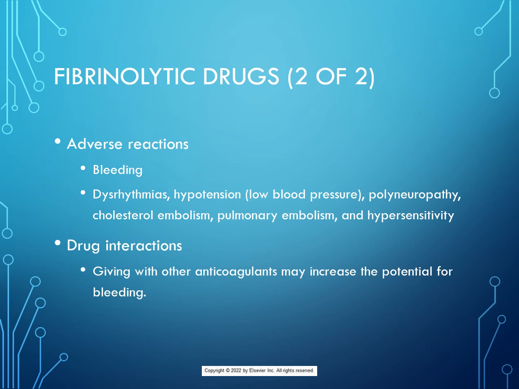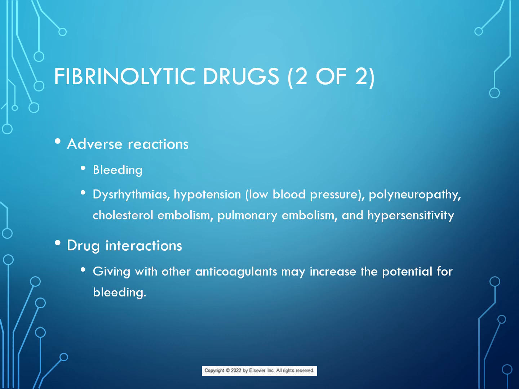Hemorrhage is the most critical adverse reaction that can occur, and because these drugs break up clots, there is a risk of stroke, especially in older patients with hypertension. Contraindications for giving fibrinolytic drugs include a known history of bleeding disorders, pregnancy or recent delivery, stroke within the past 2 months, hypertension with blood pressure greater than 200 over 120, head trauma, and aortic dissection. Giving fibrinolytic drugs together with other anticoagulants will increase the potential for bleeding and hemorrhage.